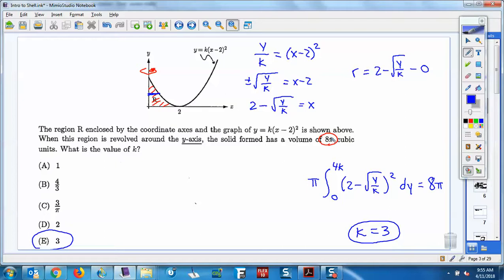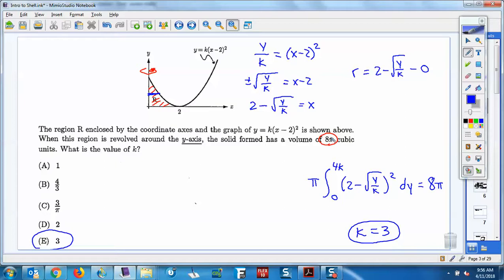All right, so since you have horizontal strips, you have to do what with this equation? You have to solve for x, right? So what do you got for that? You got x equals what? Square root of y over k plus 2. Anybody disagree with that? Square root of y over k plus 2. Anybody disagree?